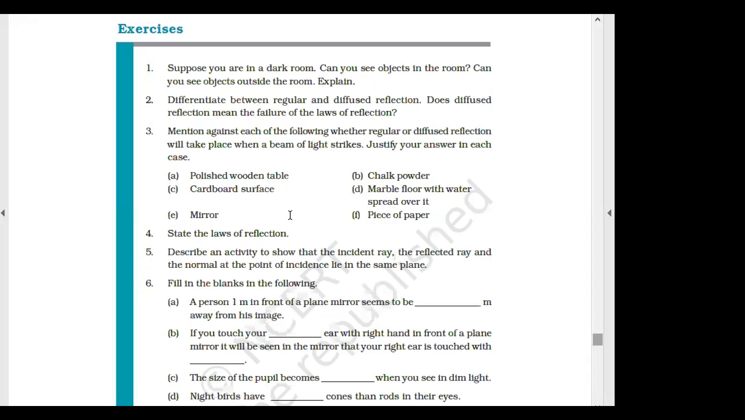Very good. So mirror, regular. Piece of paper, irregular. Piece of paper.